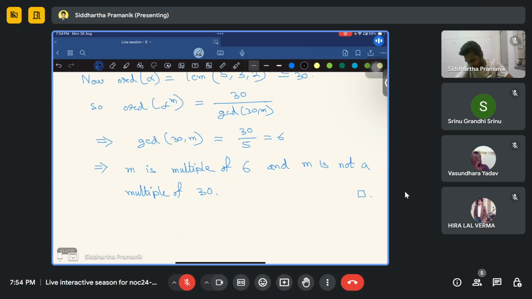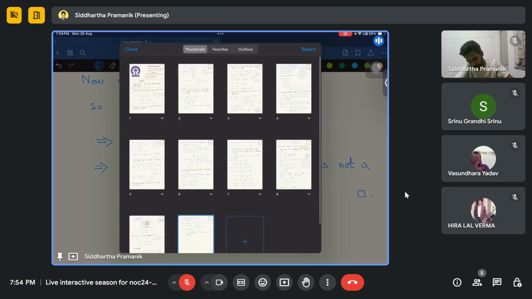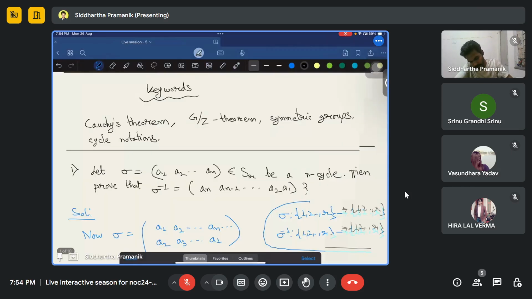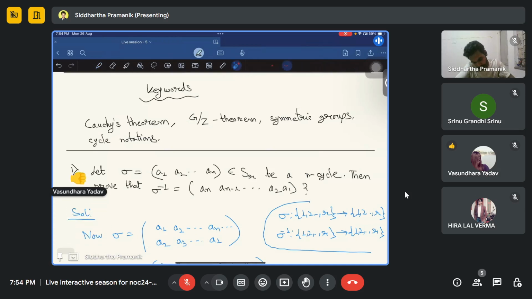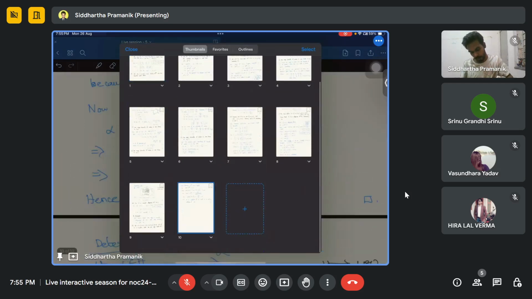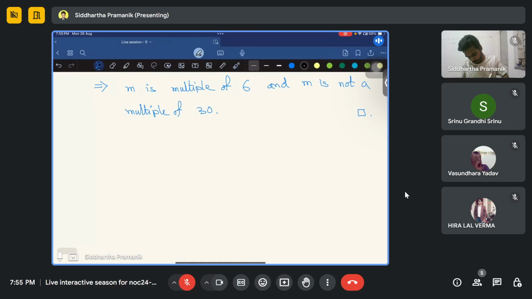So basically in this session we have done all problems related to the symmetric group and cycle rotations. We have not done anything related to Cauchy's theorem or the G by Z theorem. So let's see one problem related to the G by Z theorem. First I should recall what the G by Z theorem is.